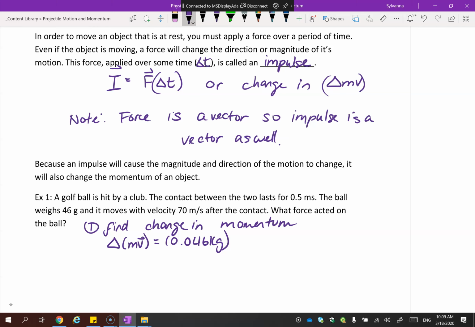Okay, and then our velocity, it says it moves with a velocity of 70 meters per second after the contact. So this is your V final. So our V final then is 70 meters per second. Now we're going to look at V initial. Your mass doesn't change, it's going to be the same. But your golf ball doesn't move from the beginning. So your initial velocity is going to be 0.